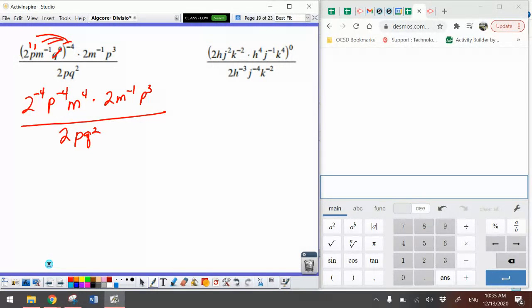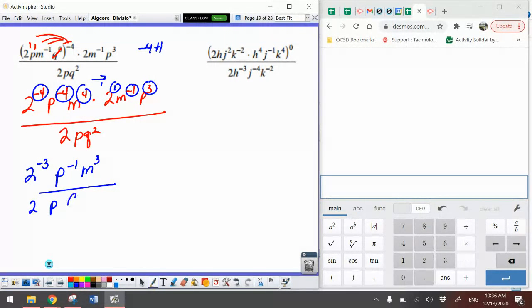I'm going to work across the top. So 2 to the negative 4 and 2 to the first. Remember, these are like terms. They're like bases, so I'm going to go ahead and add my powers. So 2, that would be a negative 3 because negative 4 plus 1, negative 3. My p's, I have a negative 4, a positive 3. That's a negative 1. My m's, 4 plus negative 1, that's a 3.